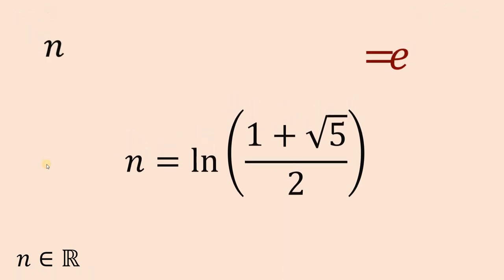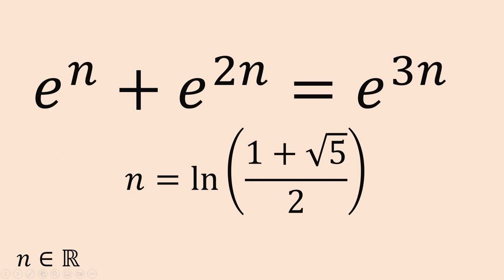Therefore, our final answer to this equation, what is the value of n in this equation, e raised to n plus e raised to 2n equals e raised to 3n, must be ln of 1 plus square root of 5 over 2. And as always, we are done.